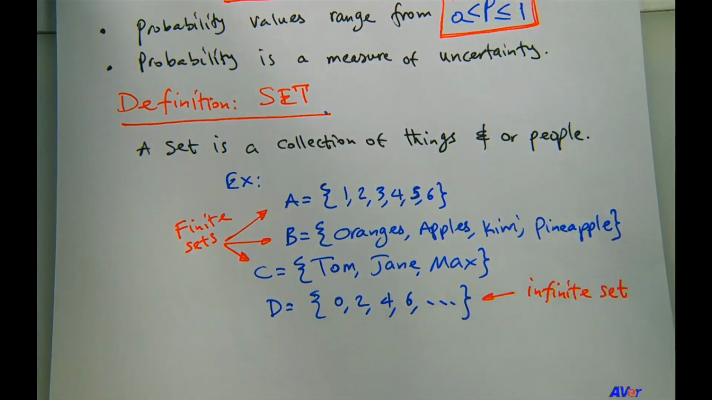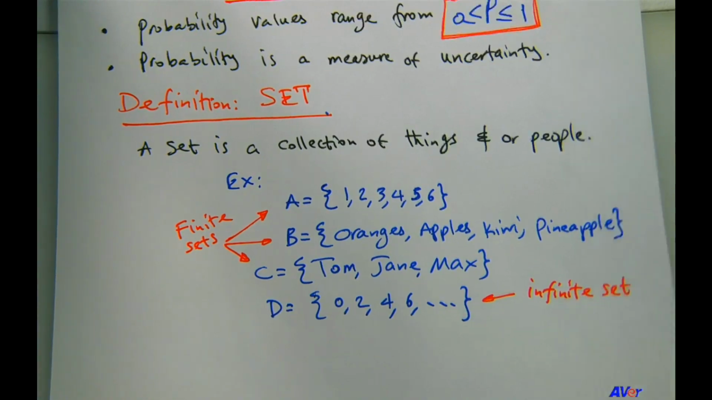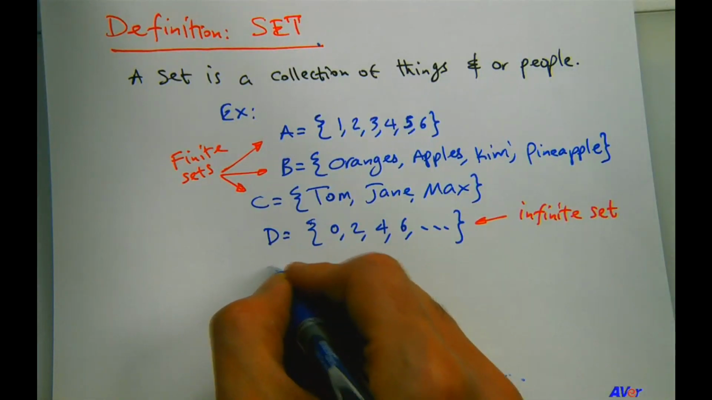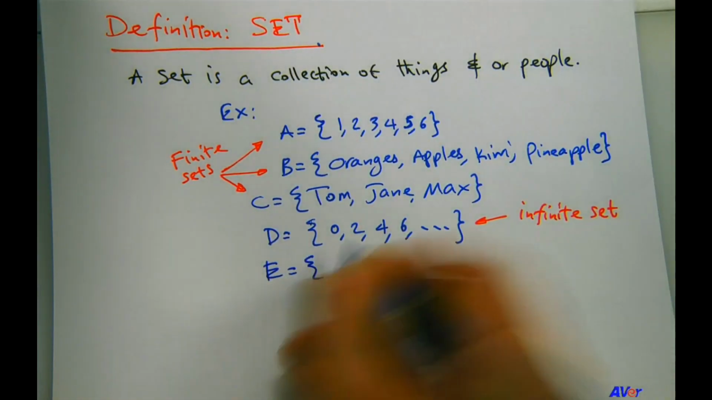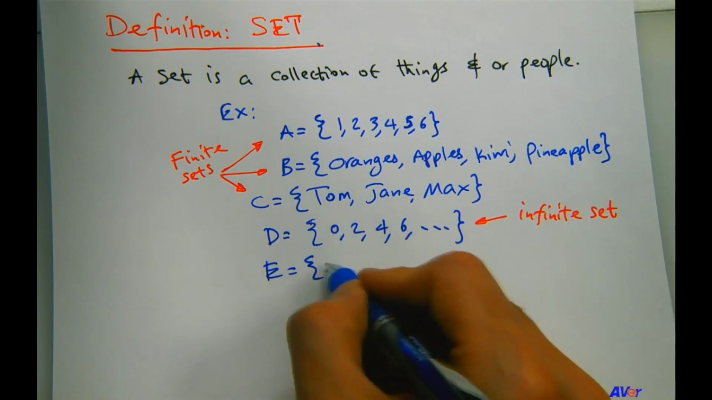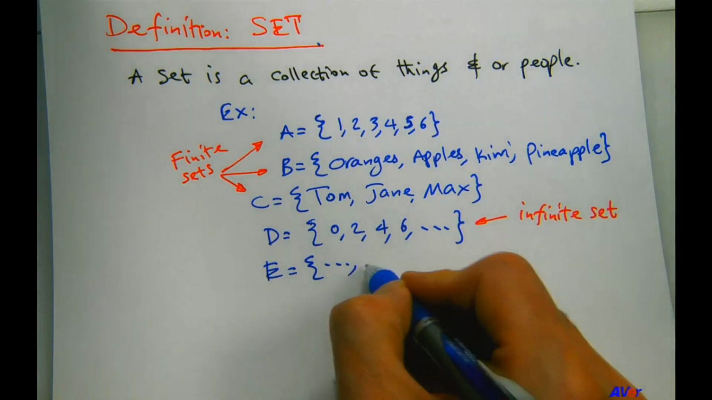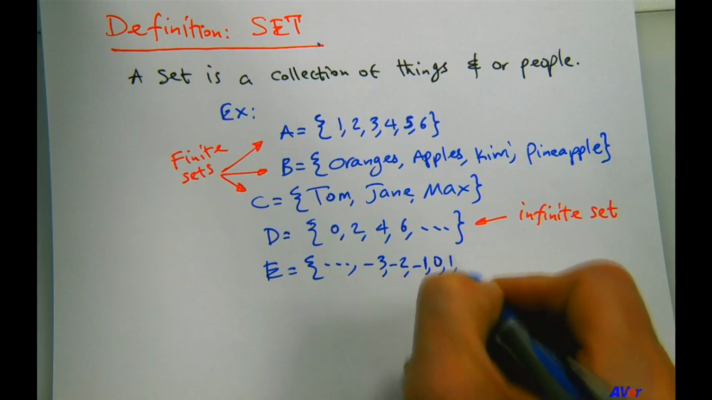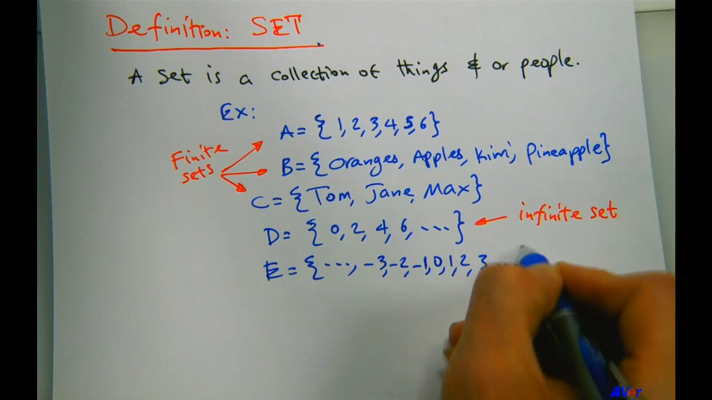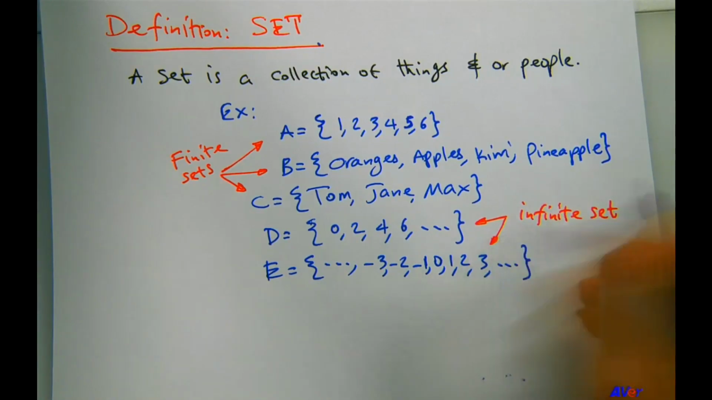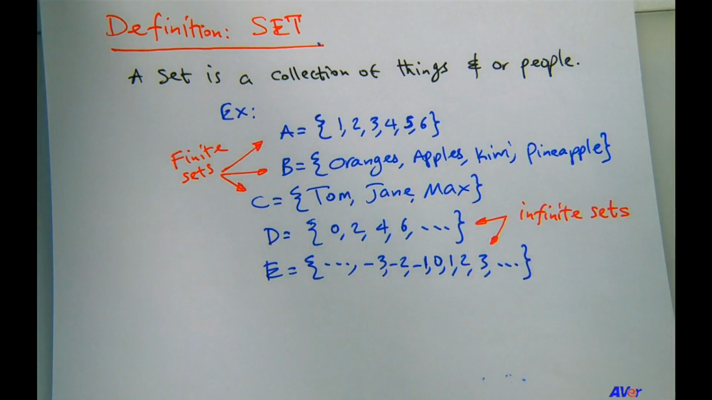And let's give another example of an infinite set. So this set was infinite on one side. Let's make it infinite on both sides. So this side, and we have -3, -2, -1, 0, 1, 2, 3, and then infinite on both sides, right? So this and that one, these are examples of infinite sets, okay?